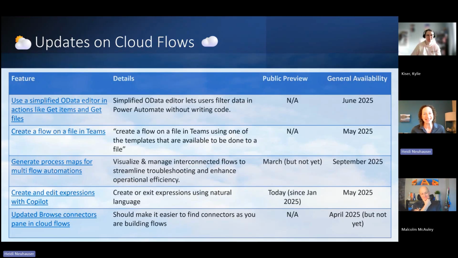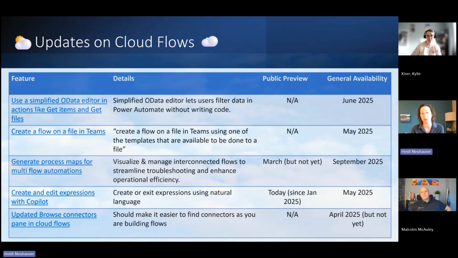Okay, the third one is to generate process maps for multi-flow automations. So this one was supposed to be in public preview in March, but when I checked it yesterday, it still didn't have a checkbox saying that happened. But basically, this allows you to visualize all of your interconnected flows that will then help you streamline your troubleshooting and enhance operational efficiency. I think this is a great way to do this.